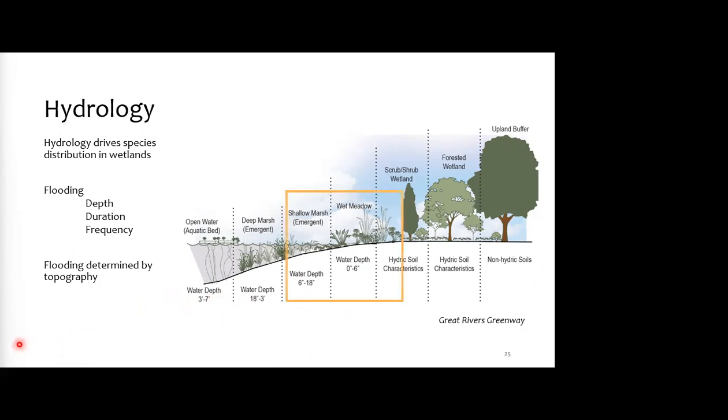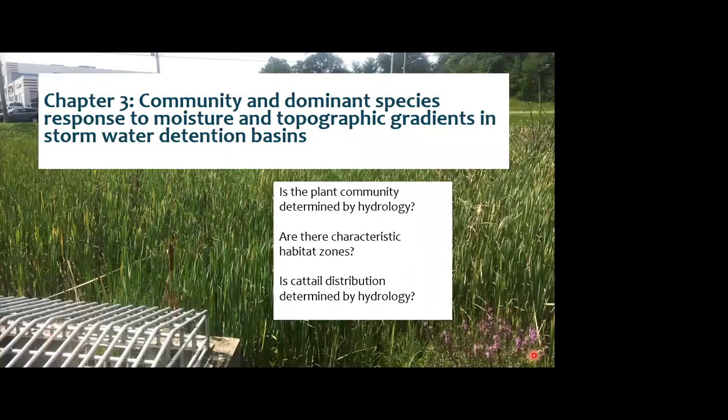So stormwater detention basins can generally be located in this scrub to wet meadow through shallow emergent marsh category. Even though there's not supposed to be standing water, according to the designs, I did often find standing water over my boots. So it's an important issue. And in this next chapter, my questions were, is the plant community determined by hydrology? Are there characteristic habitat zones? And is cattail distribution determined by hydrology?